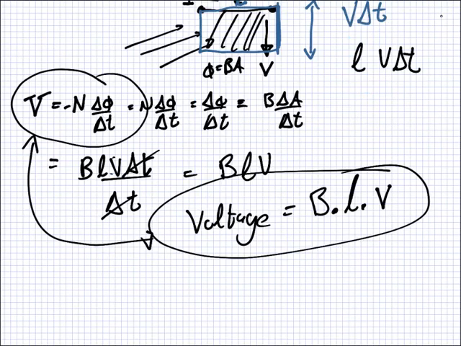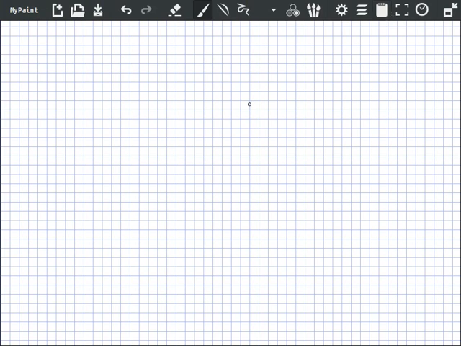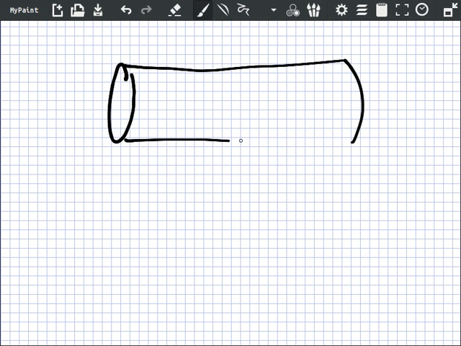Now, I'm sorry, my question is not very clear, so I'll draw a picture. Okay, so you have a pipe, and I wrap a copper wire around it.